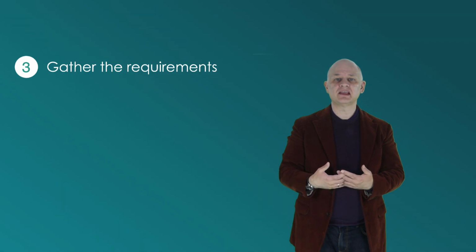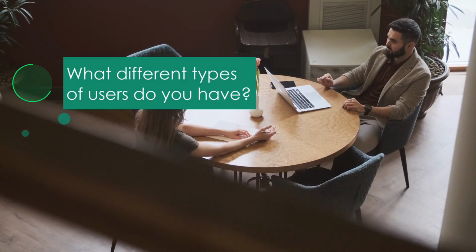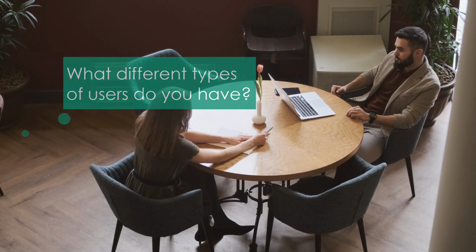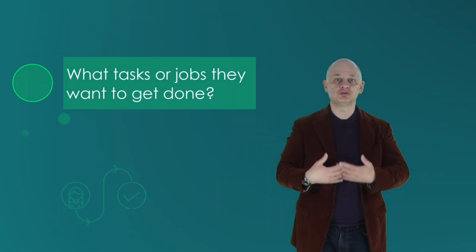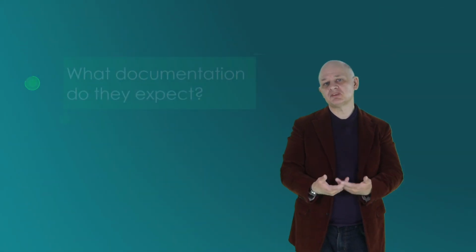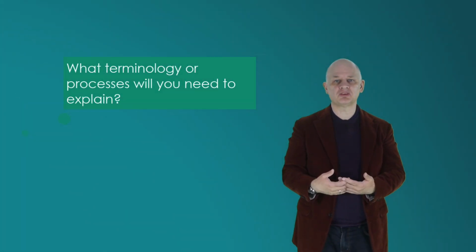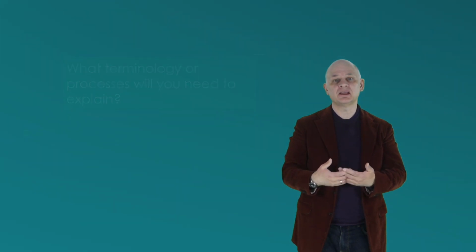Step 3 is gather the requirements. Talk to the stakeholders and understand their requirements. You'll probably discover what different types of users you have, what they want to achieve, what tasks or jobs they want to get done, what features they need in the API and the portal, what types of documentation they expect, what tools or platforms the portal should support, and that can include languages as well, and what terminology or processes you'll need to explain in order to get them to achieve the goals they want, the jobs that they want to get done.